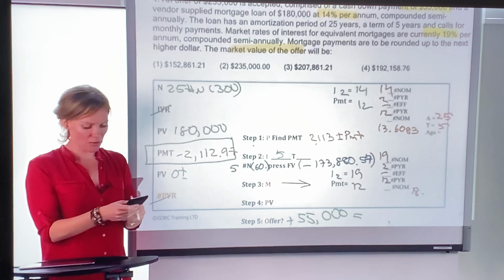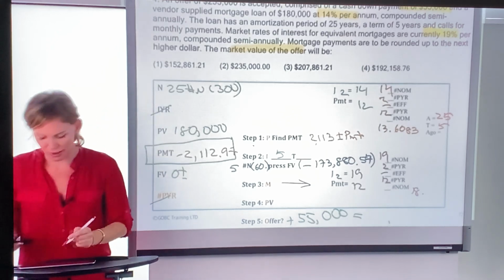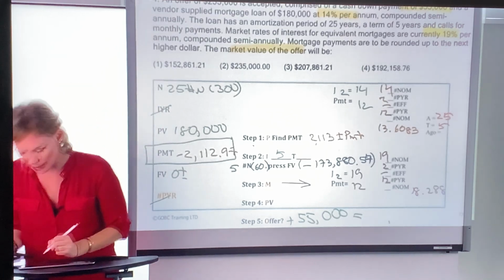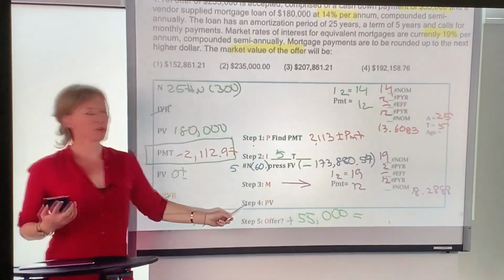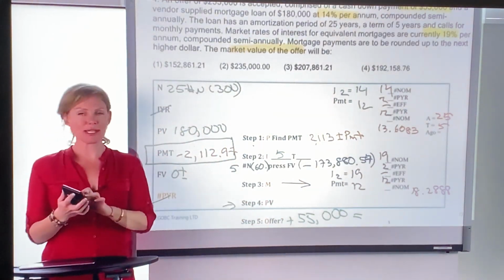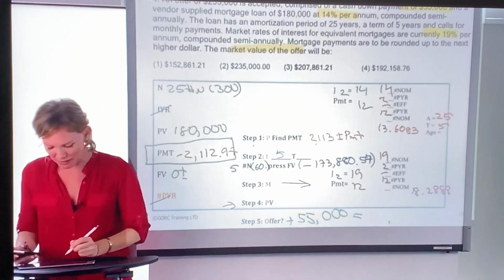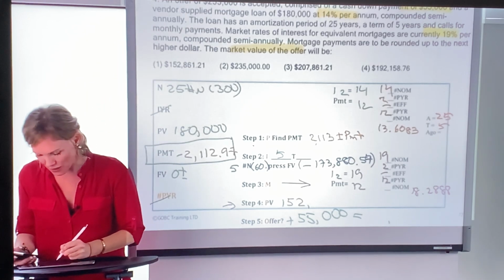Ready? 19 shift NOM. 2 shift P/YR shift EFF. 12 shift P/YR shift NOM. 18.2888. Okay, that's done. And then what do we do? Now we press step number 4, which is press PV, not future value, PV. So press PV. It should come up to 152,861.20.